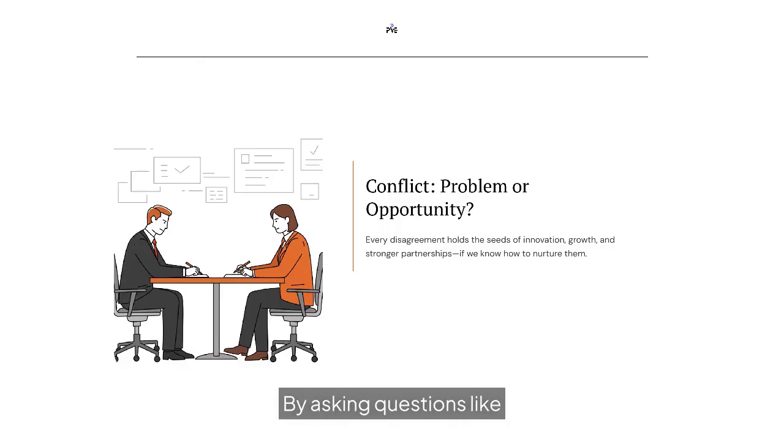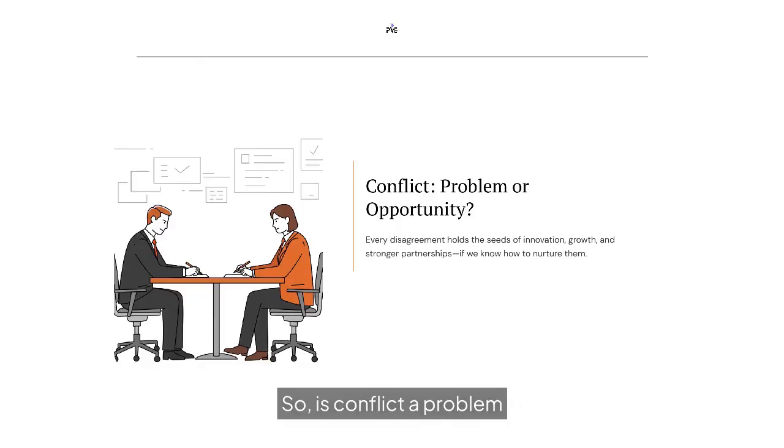By asking questions like, "What can we learn from this?" or "How can we move forward together?" we transform what could be a source of division into a shared process of discovery. Conflict also deepens relationships when handled with respect. It builds empathy and understanding, allowing team members to see one another's perspectives more clearly. Over time, this strengthens trust and resilience across the entire organization.